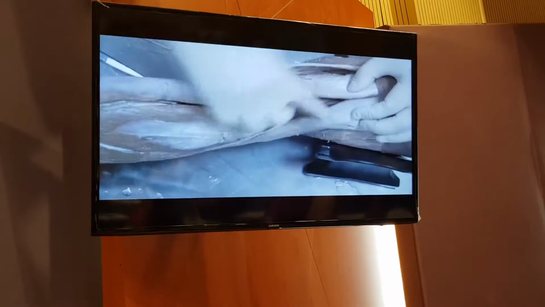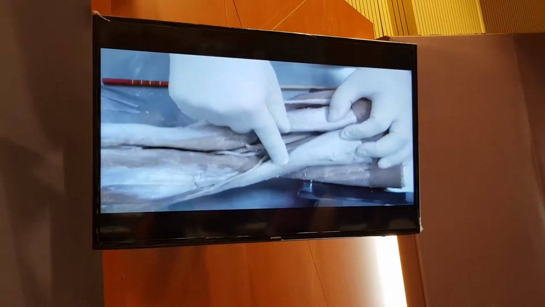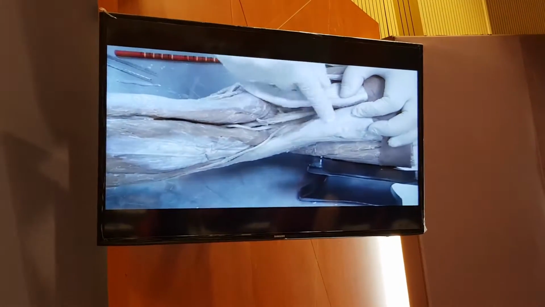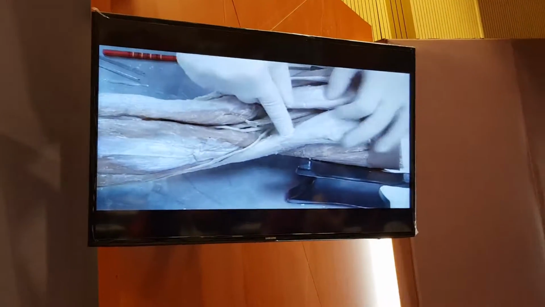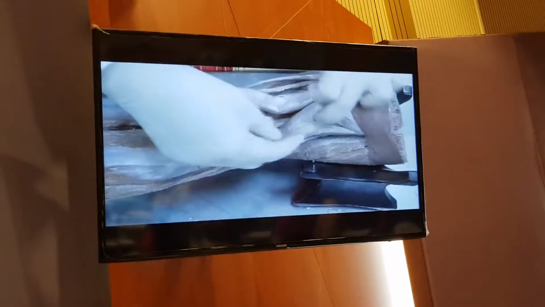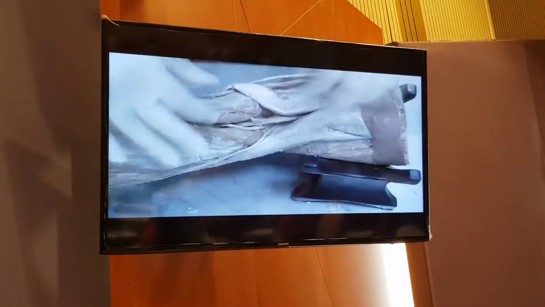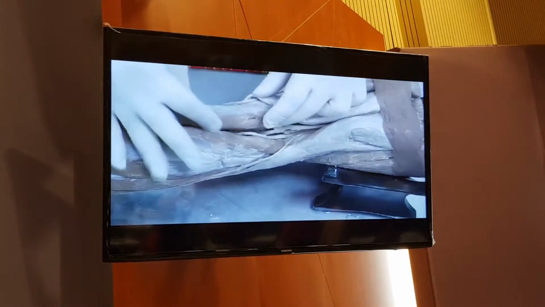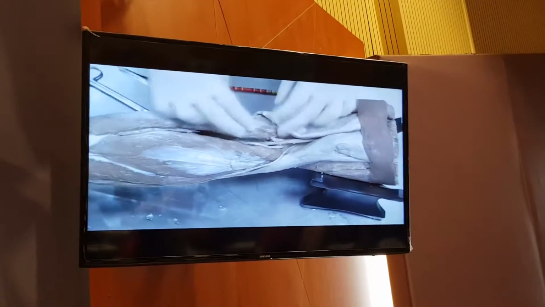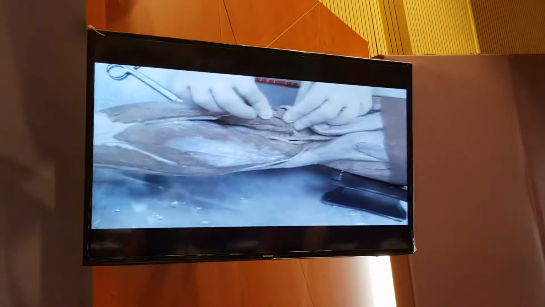Okay, the upper lateral border is formed by your biceps femoris muscles. This is the long head, and this is the short head, which will be forming it here. The lower medial border is formed by the medial head of the gastrocnemius muscle.